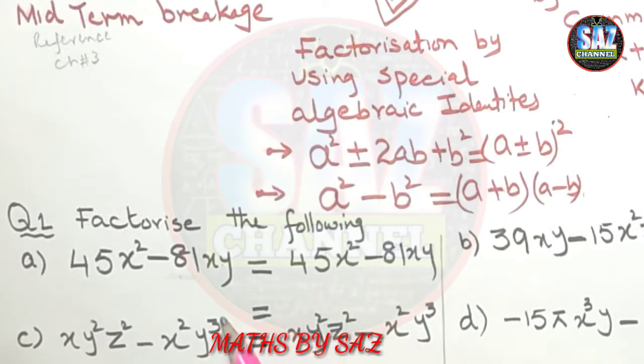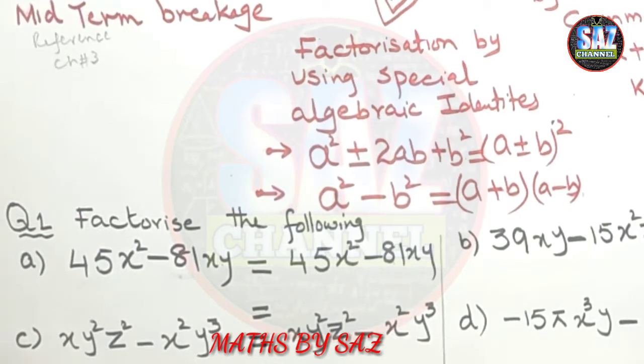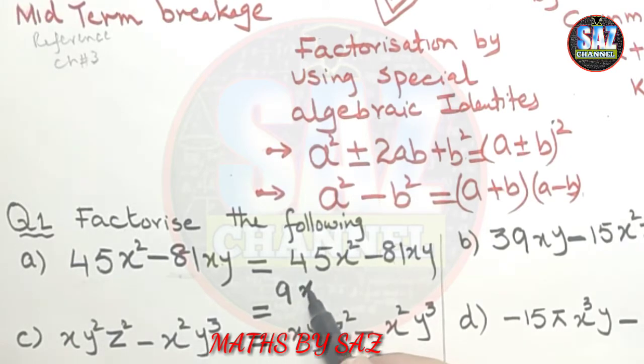If we look at question number 1 of the exercise, the question says factorize the following expressions completely. A part is 45x square minus 81xy. We can see that the coefficients 45 and 81 are not perfect squares, but we can extract some number as a common factor. Table of 9 is common for both, so I will extract 9 from the numbers, and if we look at x and x square, x is the common factor here. So now I have to put the bracket.